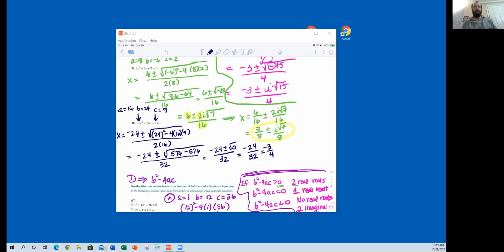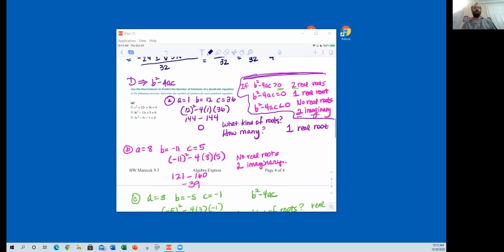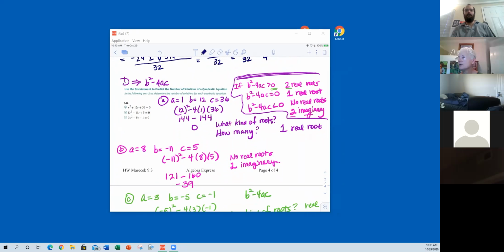And then lastly, these on 147, remember if b squared minus 4ac is bigger than 0, there's 2 real roots. If it's equal to 0, there's going to be exactly 1 real root. And if it's less than 0 or negative, there's going to be no real roots, which means there will be 2 imaginary roots.